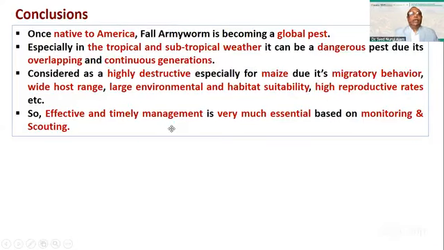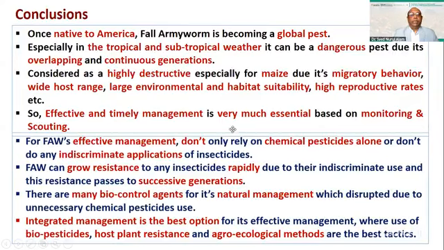So last, the conclusion: it's an American pest now becoming almost a global pest, in tropical and subtropical weather. It's very dangerous due to its highly destructive, especially migratory behavior, wide host range, large environmental and habitat suitability, and high reproductive rates. Effective, timely management is very, very essential for this, with monitoring and scouting based. Few words about effective management.